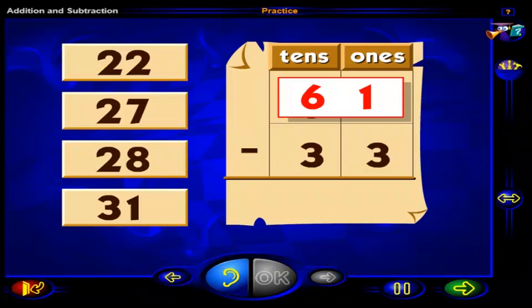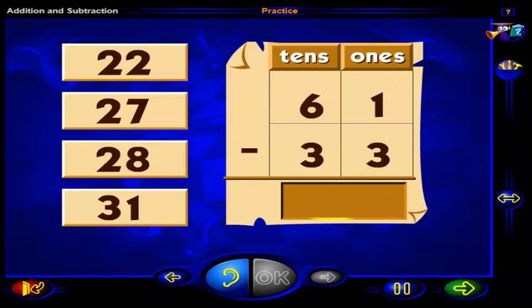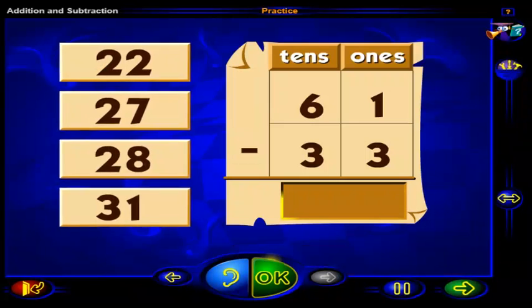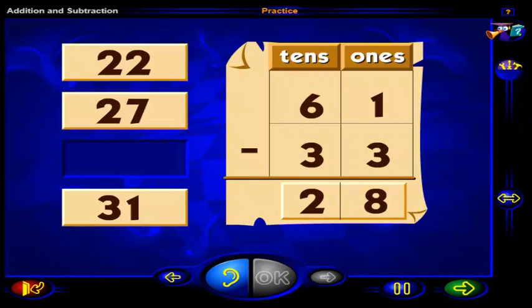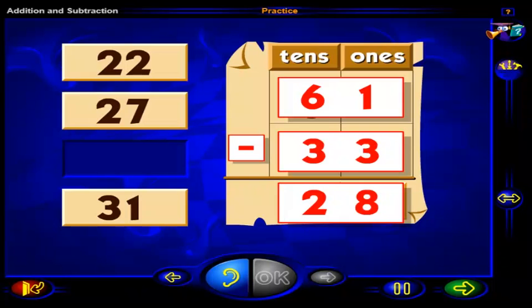What is 61 minus 33? Drag your answer here and then click OK. That's right. 61 minus 33 is 28.